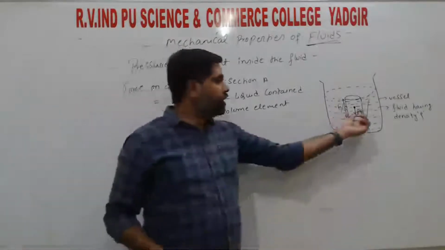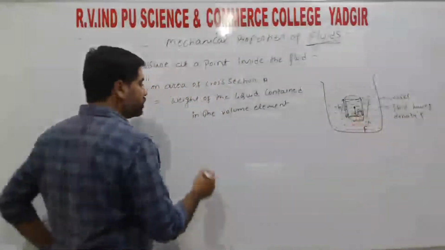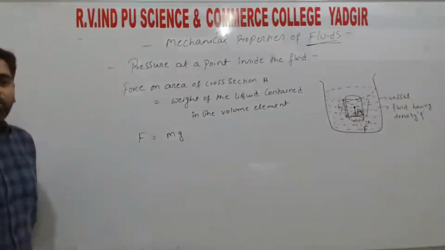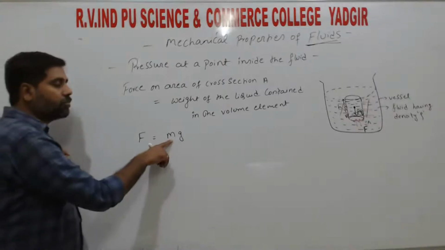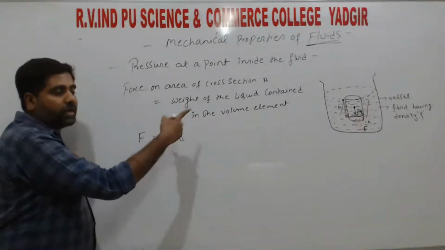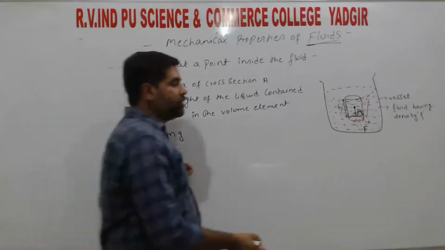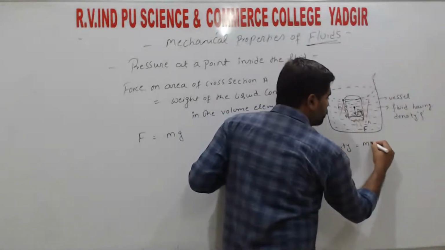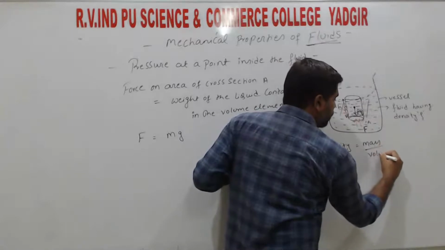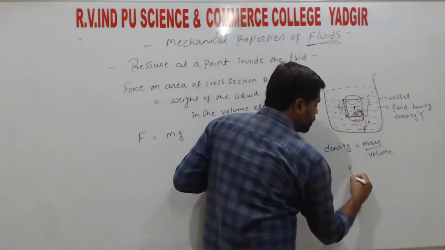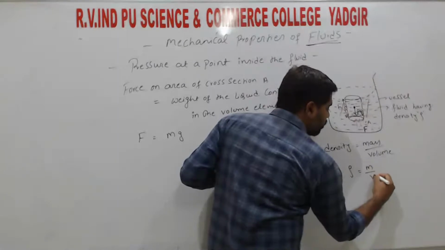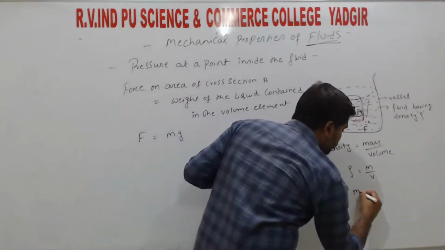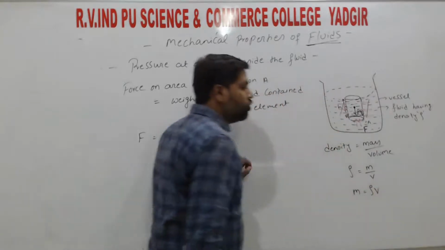So the weight of the liquid is denoted by M into G, the mass of the liquid into acceleration due to gravity, right? So this mass we can write in terms of density. We know density is equal to mass divided by volume. Density is denoted by rho, mass is M, volume is V. So we can replace mass M with rho into V, right?